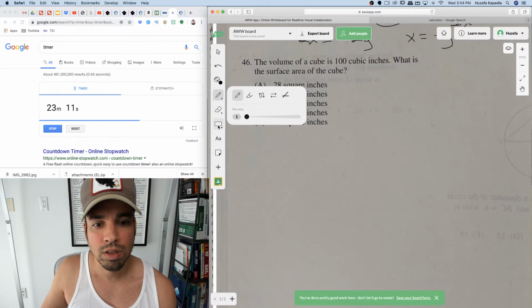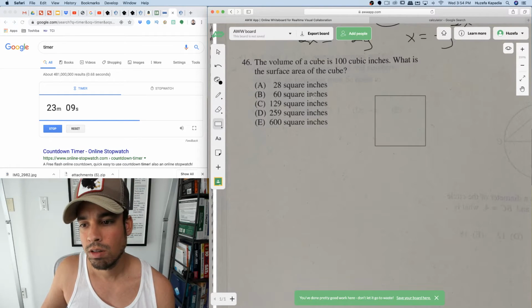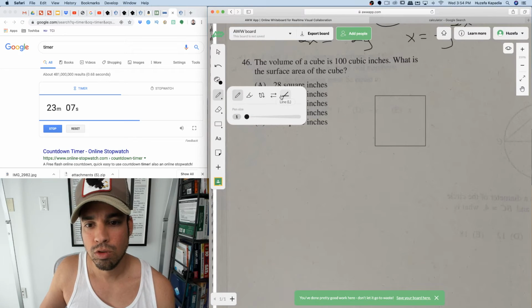What is the surface area of the cube? The volume is 100.